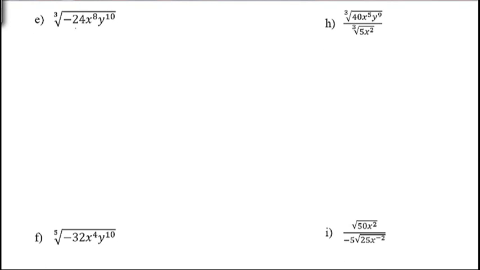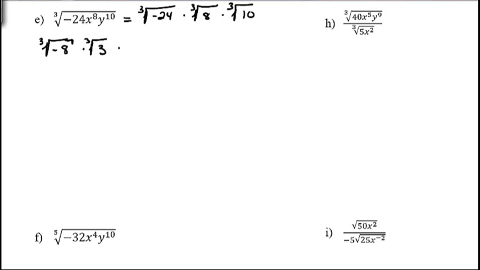Next we have the cube root of negative 24, x to the 8th and y to the 10th. So we have the cube root of negative 24 times the cube root of x to the 8th times the cube root of y to the 10th. And 24 is 8 times 3, so we would write that as the cube root, and I'm going to use the negative sign with the 8 because we can take the cube root of negative 8, times the cube root of 3, and then times the cube root of y to the 10th.